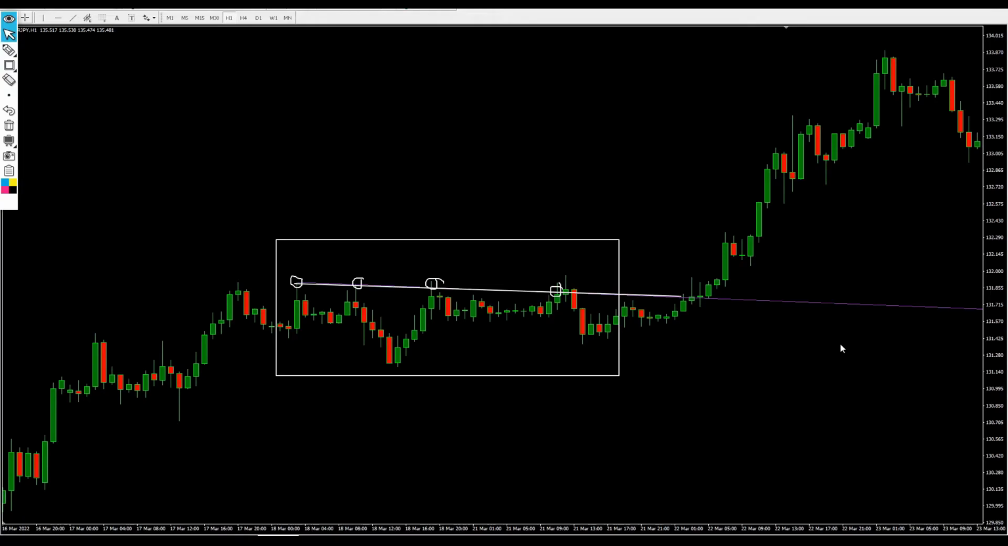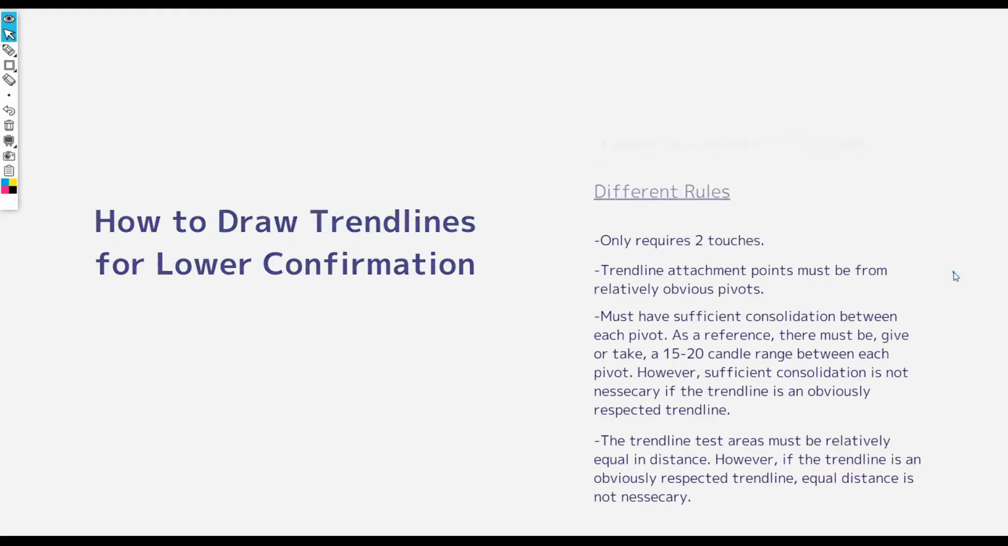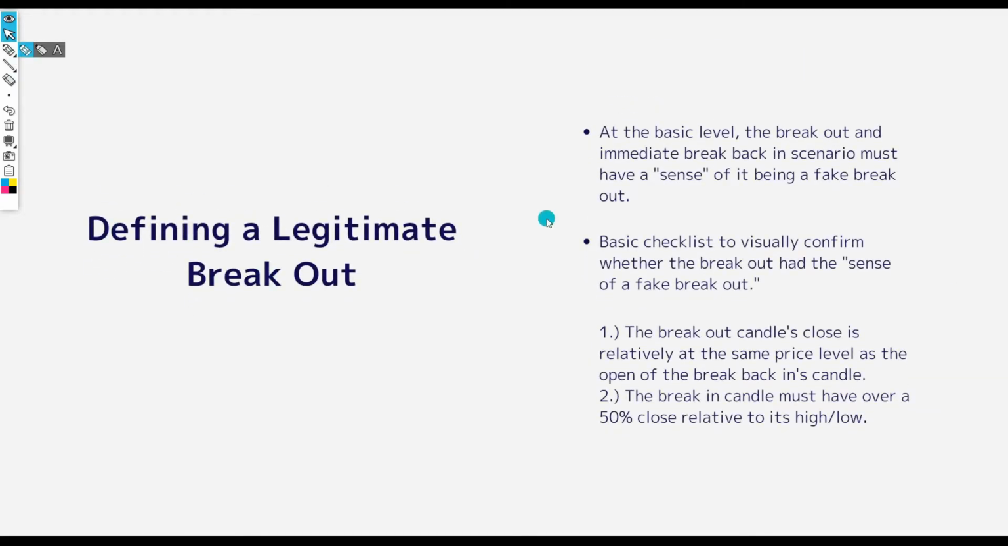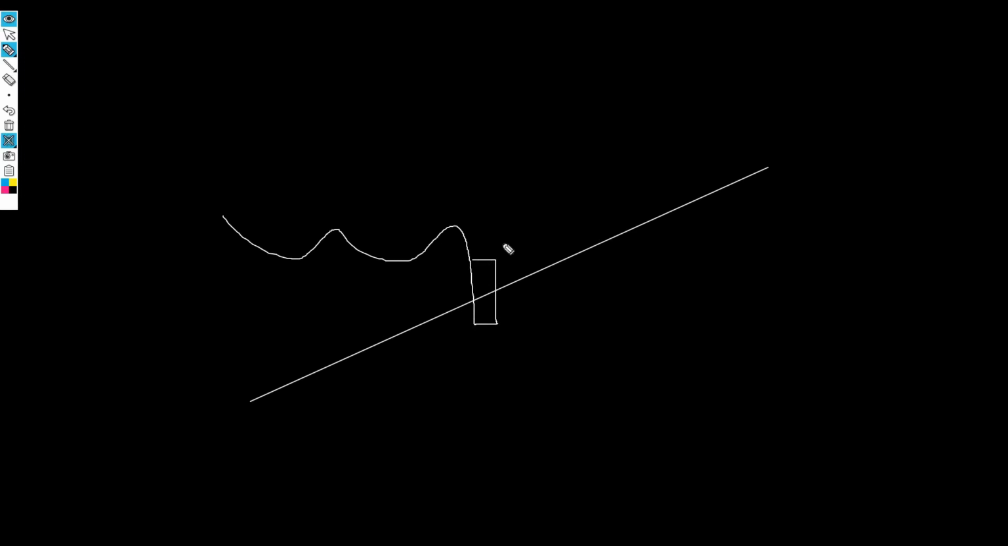Okay, so now let's go on to defining a legitimate breakout. Now at the basic level, the breakout and immediate breakback in scenario must have a sense of it being a fake breakout. Okay, let me explain this. So let's say we have an upward trend line. We have price coming around here. It broke it out and immediately broke back in.